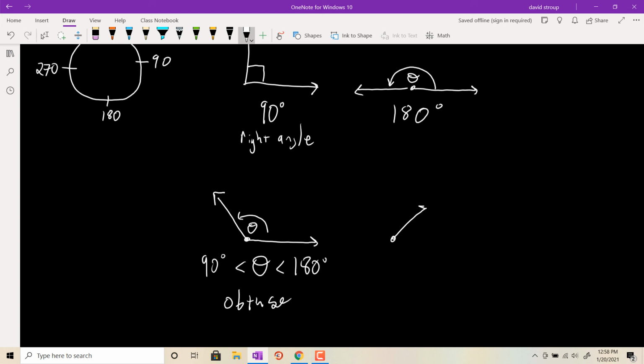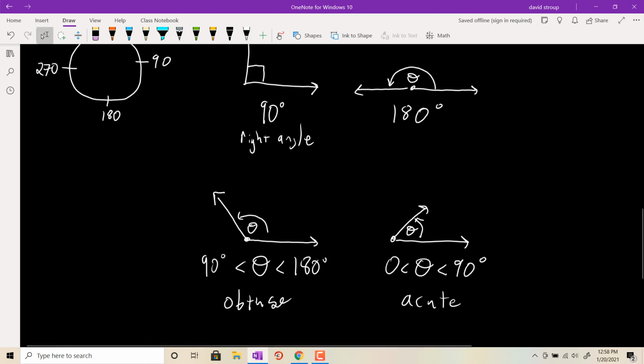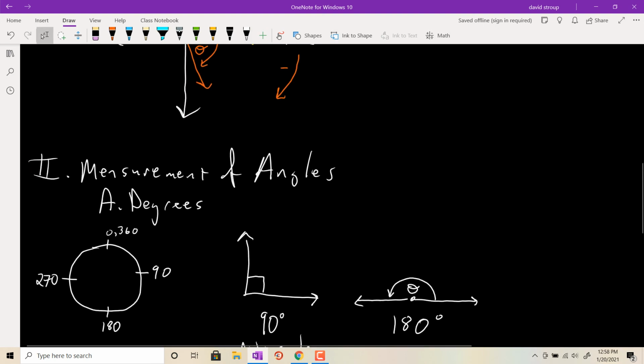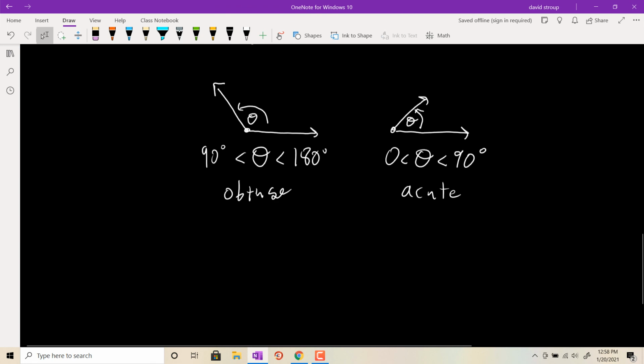The acute angle looks like this. So here, this would be an angle that is in between 0 and 90 degrees. And it's called acute. Okay. So that's degree measurement. That gives you a pretty good idea how that works.